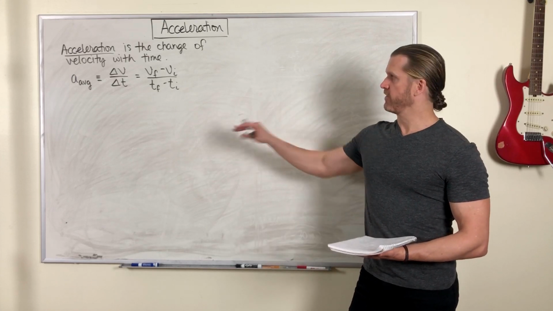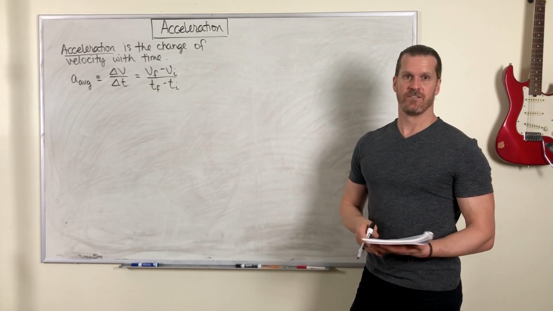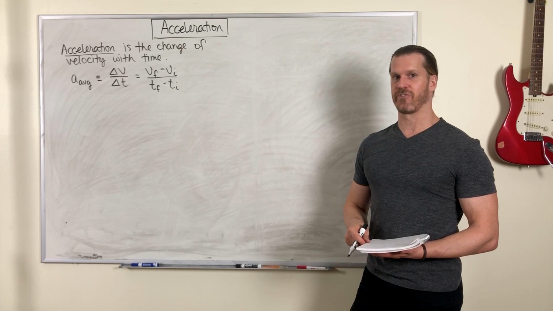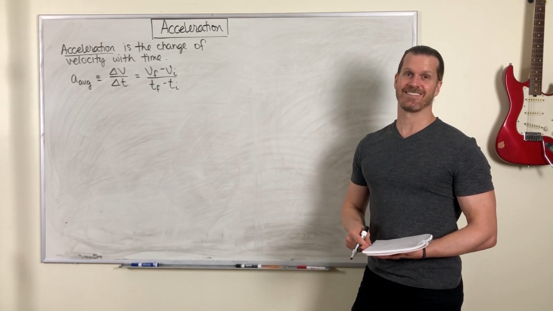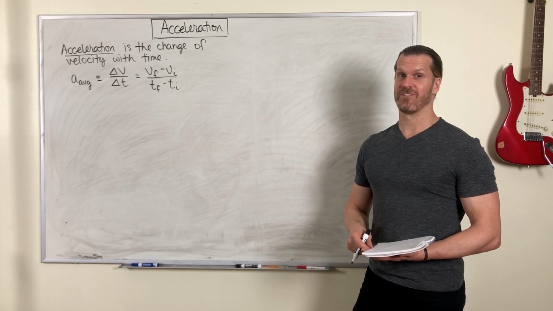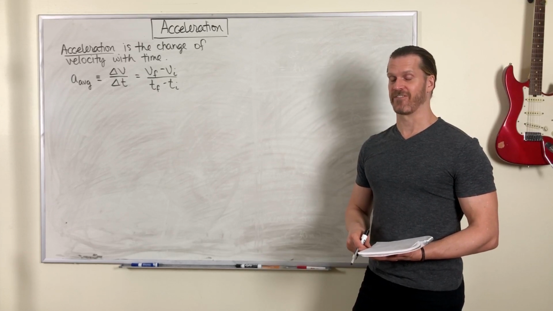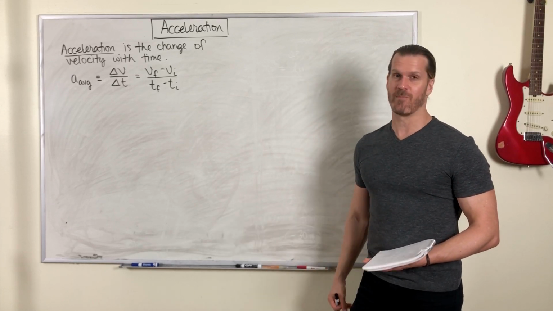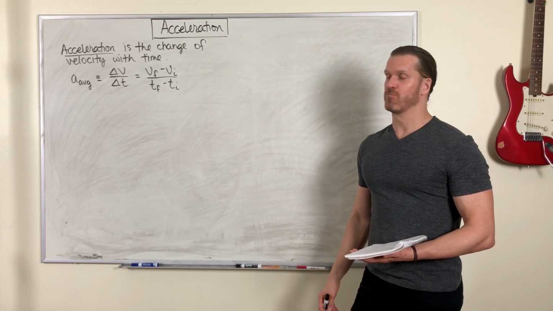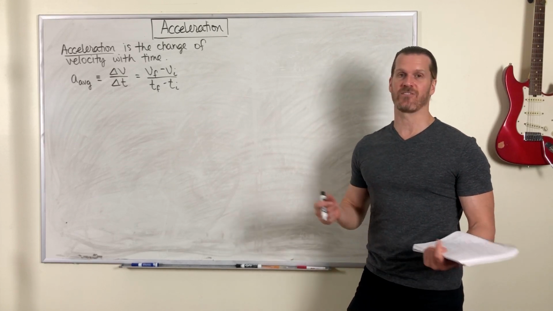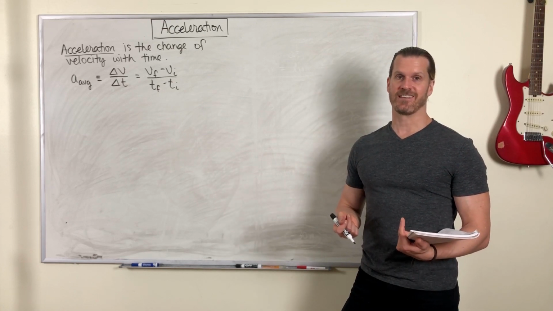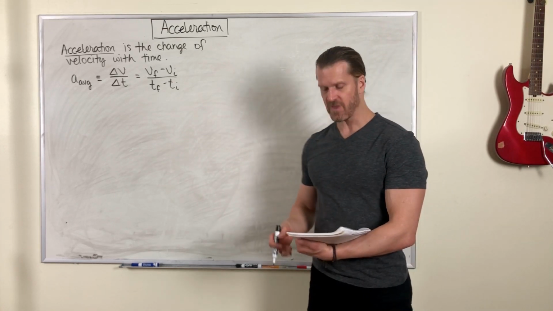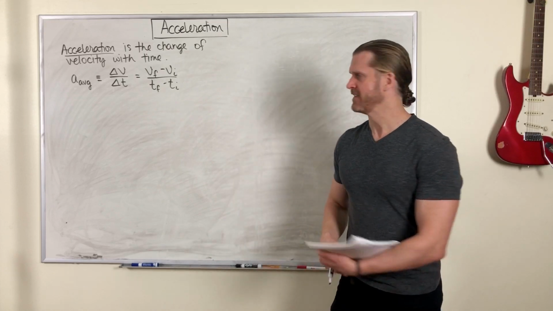So let's do a few examples to see how acceleration works, and then we'll talk about some subtleties that can get kind of confusing when we discuss acceleration and velocity. We'll spend quite a bit of time on this because when we start talking about the vector nature of acceleration and velocity and directions of things, it can get pretty confusing. But we'll start out with a simple example.